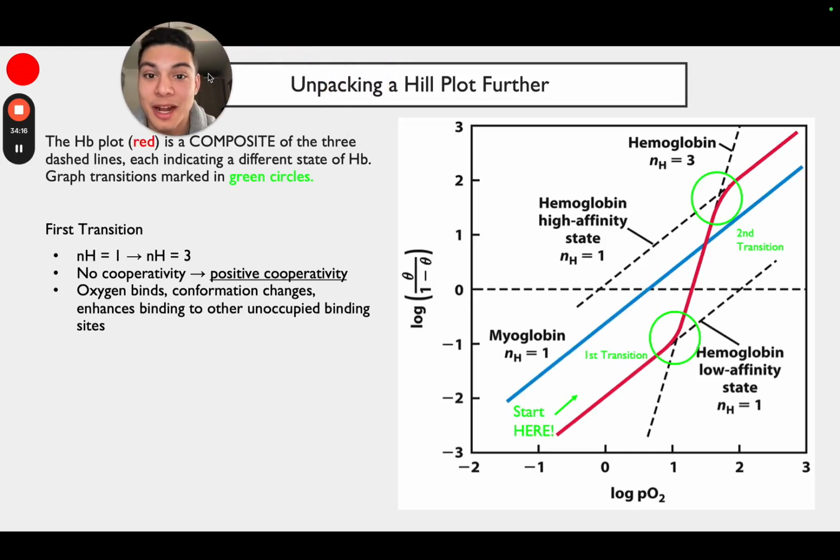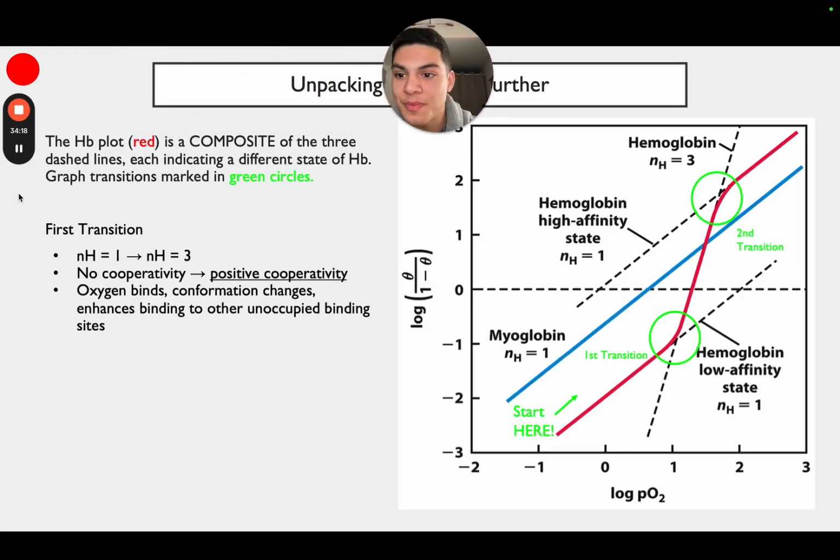So moving on to the next one, unpacking the Hill plot a little bit further. The HB plot, red, is a composite of the 3, and the graph transitions are marked in green circles here. So the first transition is from NH 1 to NH 3, and so there's no cooperativity to positive cooperativity, going from this to here. So we see that the oxygen bind conformation changes and enhances binding sites to other unoccupied binding sites. So the 1 binds, it changes the shape of the protein. The other 3 now say we want oxygen.